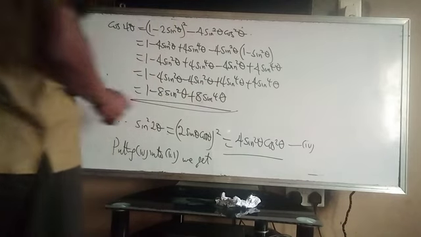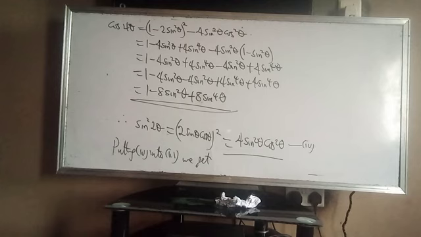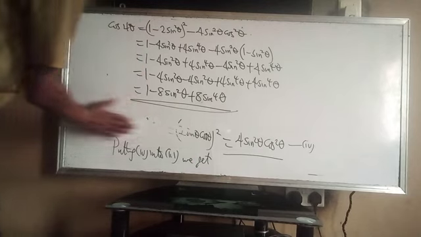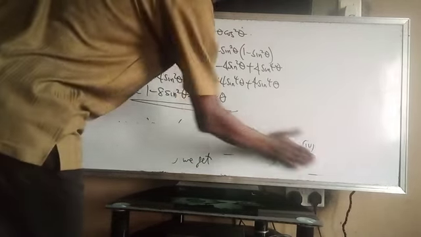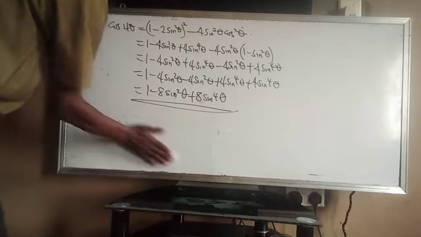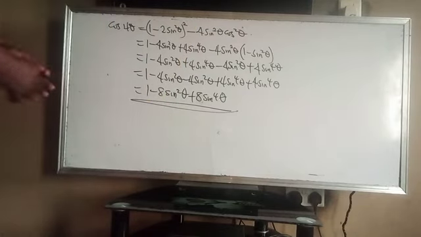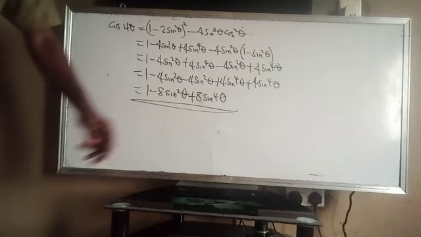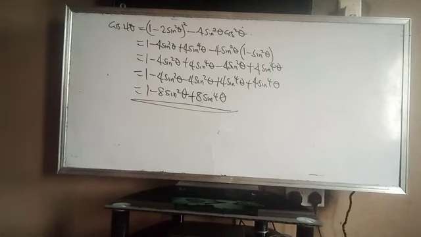So we check what the question asks us to do. You see that we have completely proved what we were asked to prove. They asked us to prove that cos 4 theta equals 1 minus 8 sine square theta plus 8 sine raised to power 4 theta. So that is the end of that one.